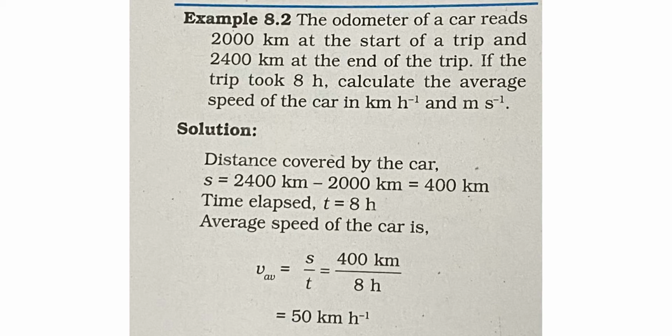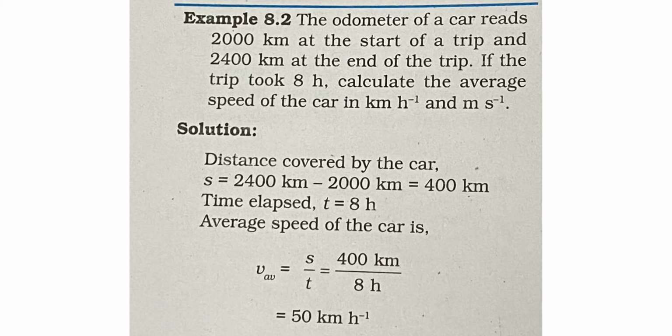First of all, odometer. What is an odometer? We have studied. Odometer is a device in the vehicle which measures the distance traveled. So here the odometer is reading 2000 km at the start of the trip and 2400 km at the end of the trip. So the total distance traveled by the car is S. We know that distance traveled is denoted by S. S is equal to 2400 km minus 2000 km, that is equal to 400 km, and the time is 8 hours. So we'll apply the formula of the speed.